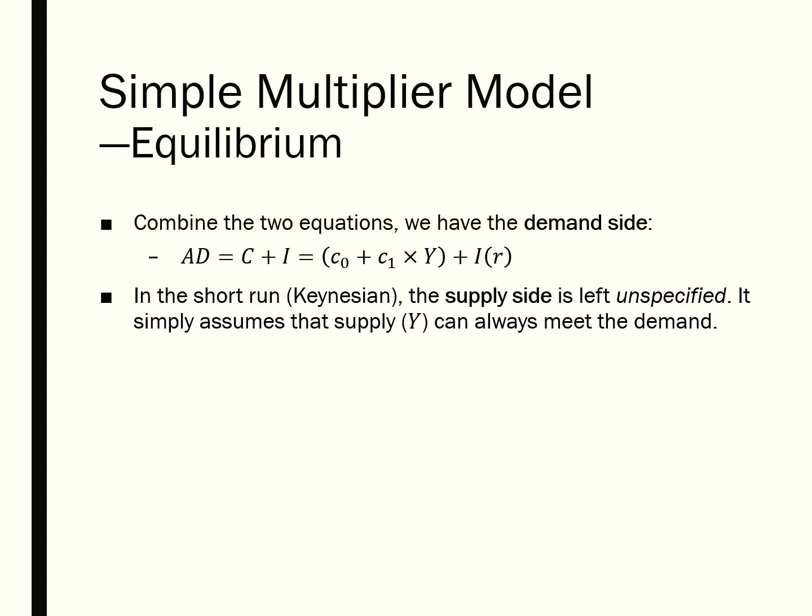In short-run models like what we are doing now, we usually follow a Keynesian tradition to assume that demand determines the supply. So the supply side of the model is basically left unspecified. There is actually a historical reason for this assumption. In the time of Keynes, who is probably the greatest economist in the UK in the 20th century, the economy was suffering from the Great Depression in the 1930s.